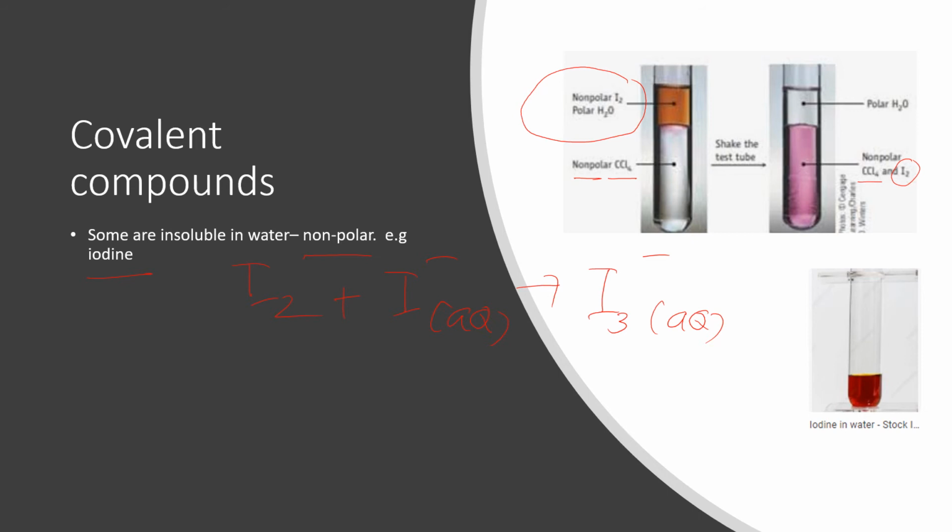And the color turns purple. The color of I2 in CCl4 is purple. The color of I2 in water is brown. So here the iodine moves from the water to the CCl4. The upper part after the mixing is the polar H2O. The I2 moves to the CCl4 and dissolves in CCl4, giving a purple color.